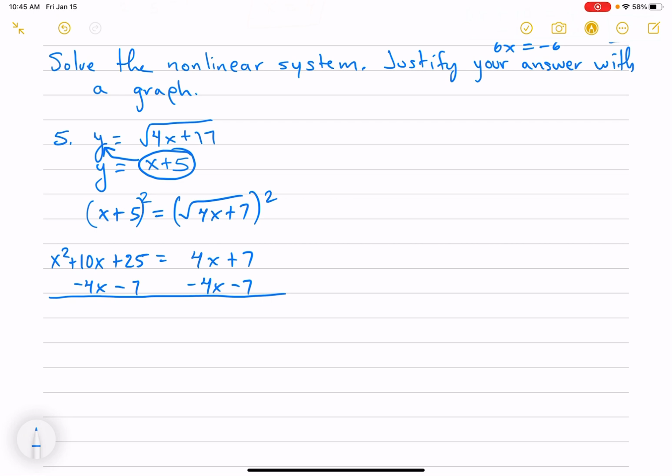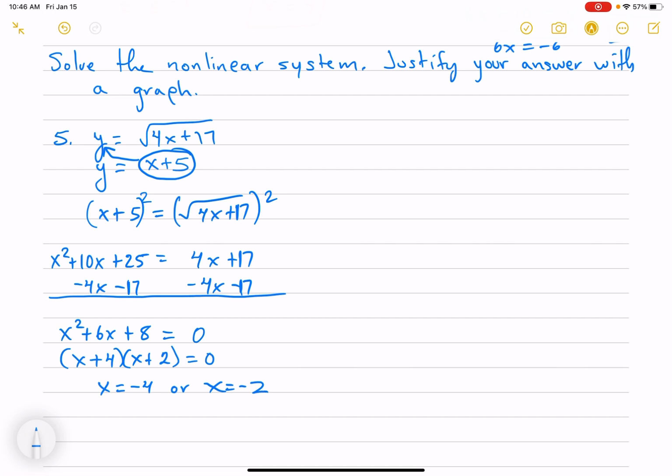I'm sorry, this is supposed to be 17. I miscopied that. It's supposed to be 17, not 7. So on the right side, we get 0. On the left side, we're going to get x squared plus 6x plus 8. This is going to be done through factoring. Two numbers that multiply to 8 and add up to 6 are 4 and 2. And the solutions to this equation are -4 or -2.